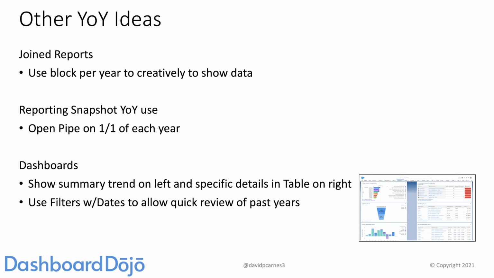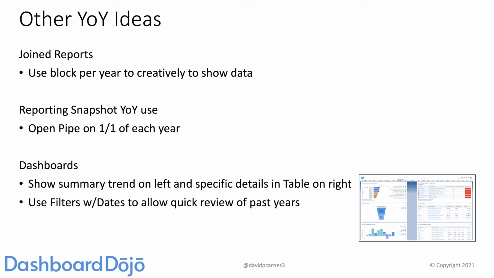Maybe we're looking at our deals year over year, and we want to show the biggest deals from the current year over to the right. So any data you want to call out, you could essentially pair a lightning table to the right of some year over year chart on the left on a dashboard. Another thing that would be really useful is taking advantage of filters on dashboards.